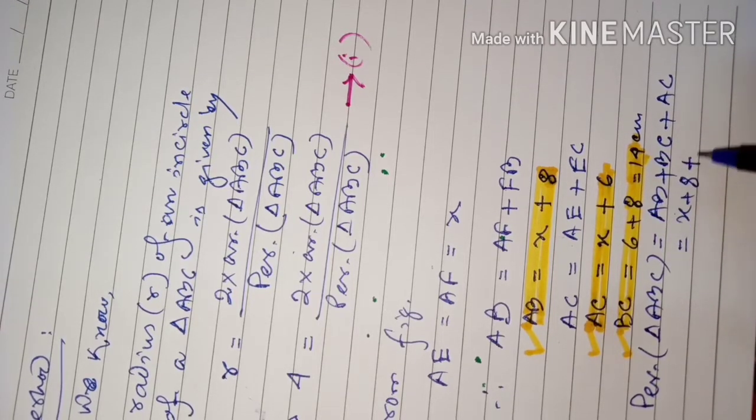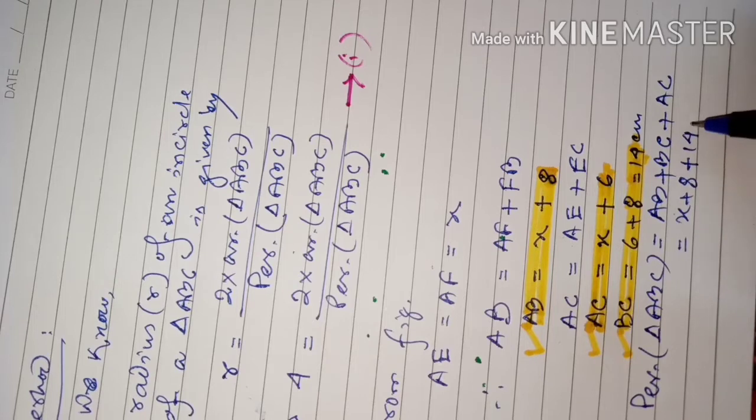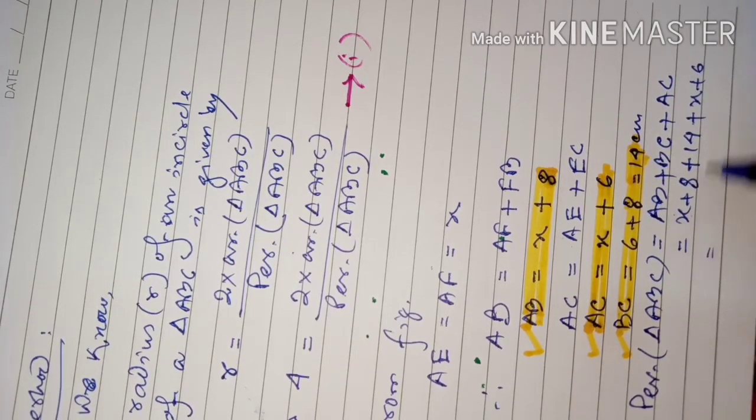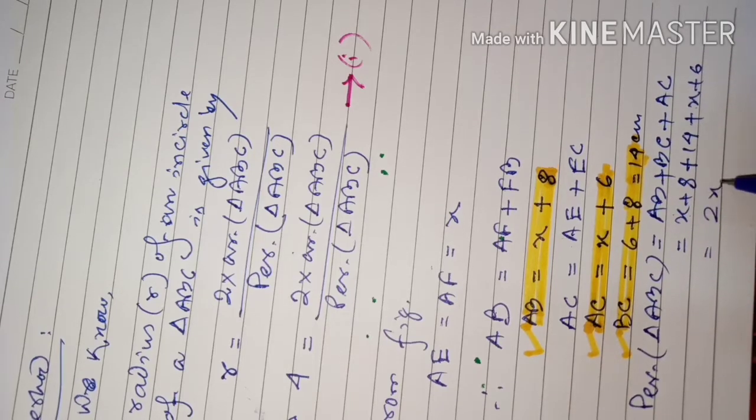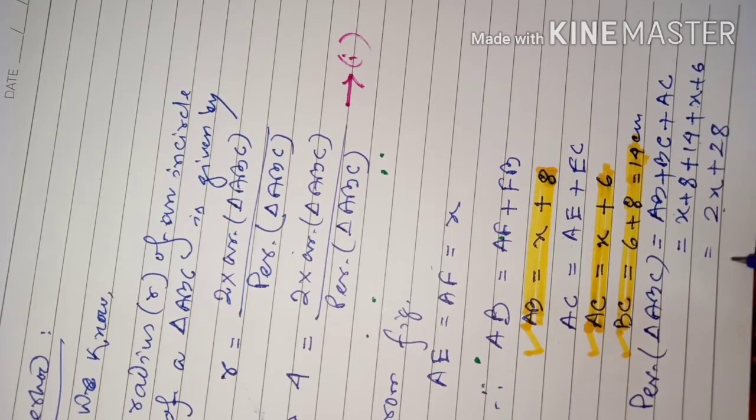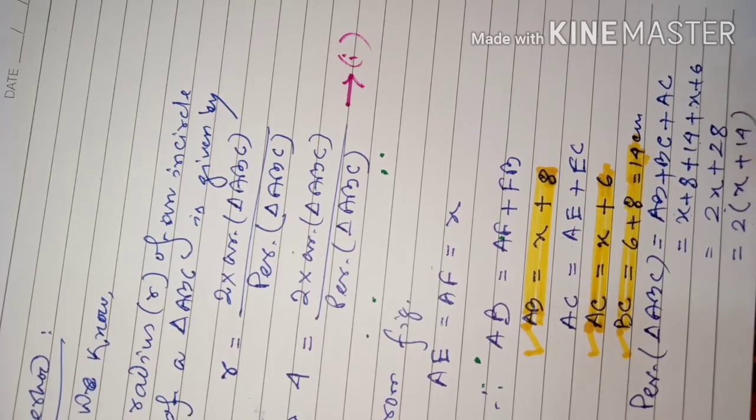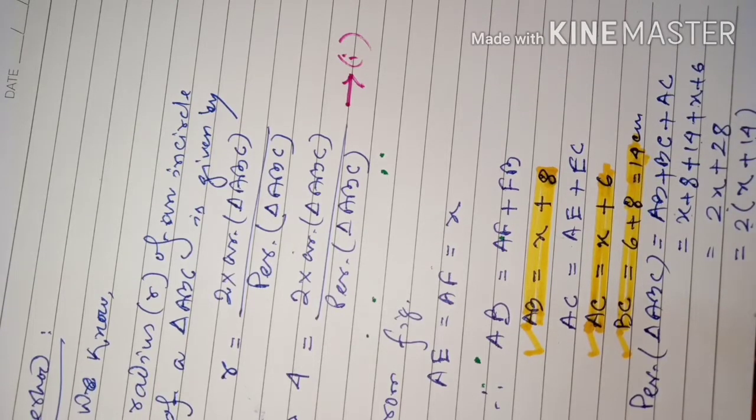BC is 14. AC is x plus 6. Then together here x plus x, twice x. 8 plus 6, 14, 14 plus 14, 28. 2 is a common factor here. If I take 2 as a common factor, there will be x and here will be 14, because 2 into 14 is 28. So this is the perimeter of the triangle ABC.